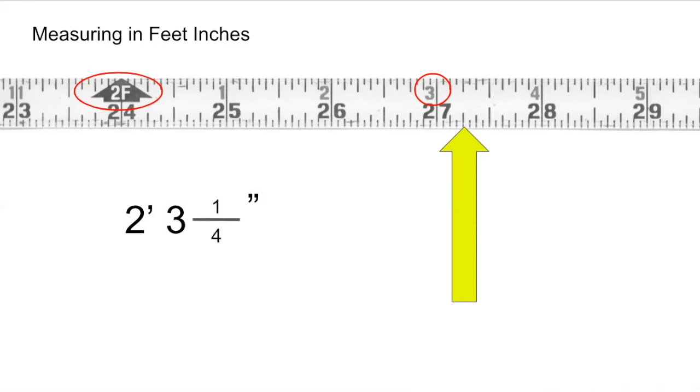And that could be written how you see it right here on the screen, or maybe you write it with an abbreviation, 2 foot 3 1/4 inch. Either way would be suitable. All right, so that's measuring in feet and inches. Let's try one more here.